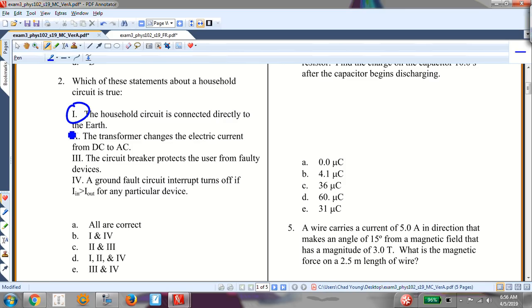The transformer changes the electric current from DC to AC. No. The transformer steps down or steps up the voltage, but it doesn't change the type of current that you have, at least not the transformer that you have outside your house. I'll probably clarify that. So the transformer outside your house.